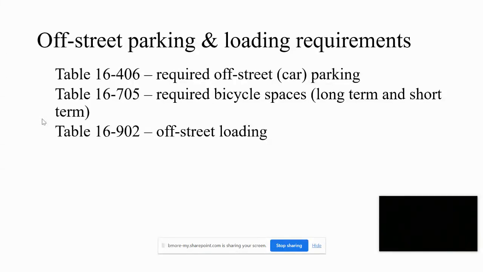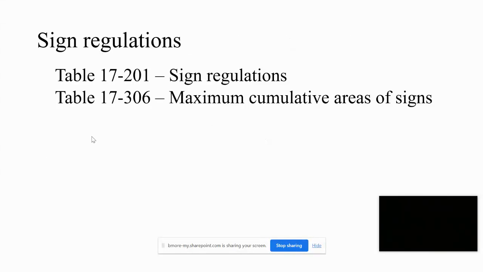You can also get a variance from off-street parking and loading requirements, and these are the tables that have those requirements in them, and from sign regulations, which I won't get into here because those can be very complicated.